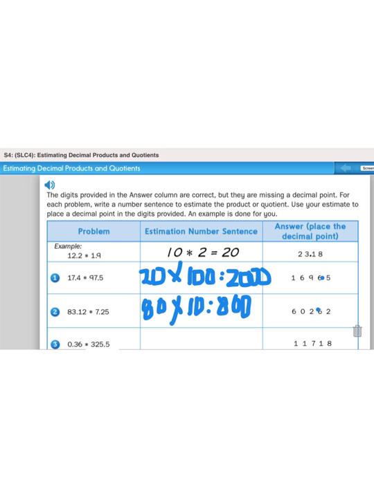For number 3, we're going to round 36 hundredths to 1/2. We can just use a fraction there. And then we're going to round 325 and 5/10 to 300. So we know that half of 300 is 150. So therefore my decimal point is going to go right in between the 7 and the 1 for an answer of 117.18.